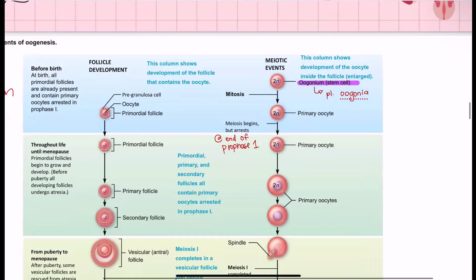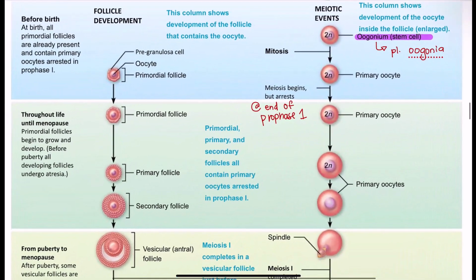And this all occurs, I'm zooming out to show you this panel here. This all happens, the formation of the primary oocyte and the arrest of meiosis, begins before birth, in utero. All of the primary oocytes pause at prophase 1. And they just get put on pause until they're needed. And when they're needed, we'll talk about it.